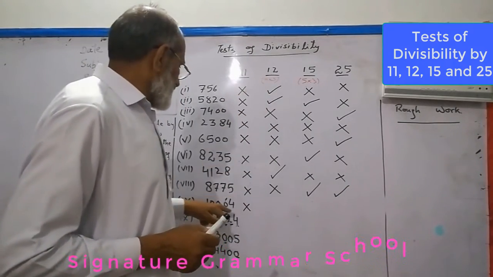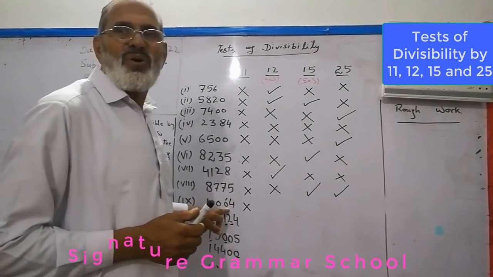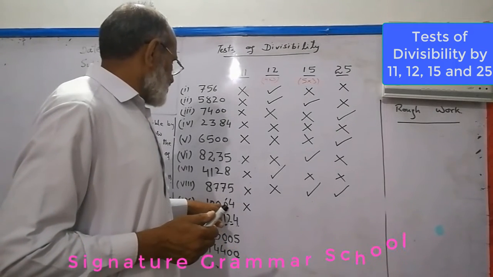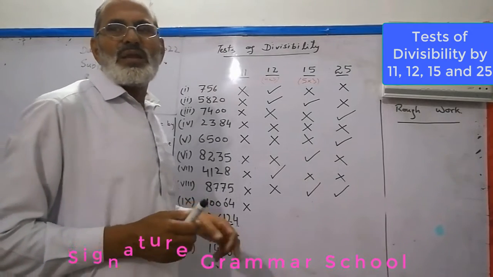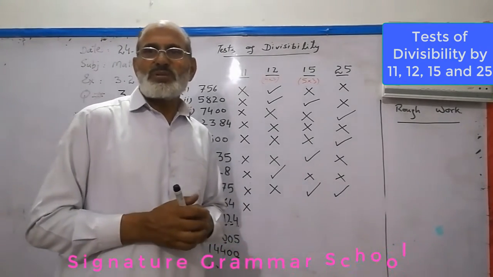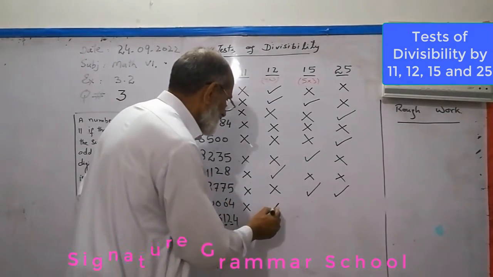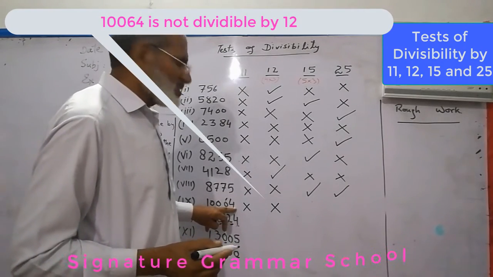For 12, this value must be divisible by 4. Yes, 64 can be divided by 4, and this value must be divisible by 3. So if I take 6 plus 4, 10 plus 1, 11, and 11 is not divisible by 3. The second condition is not met, though the first condition is met. Therefore, this value is not divisible by 12, and this value is not divisible by 15 because here is 4.